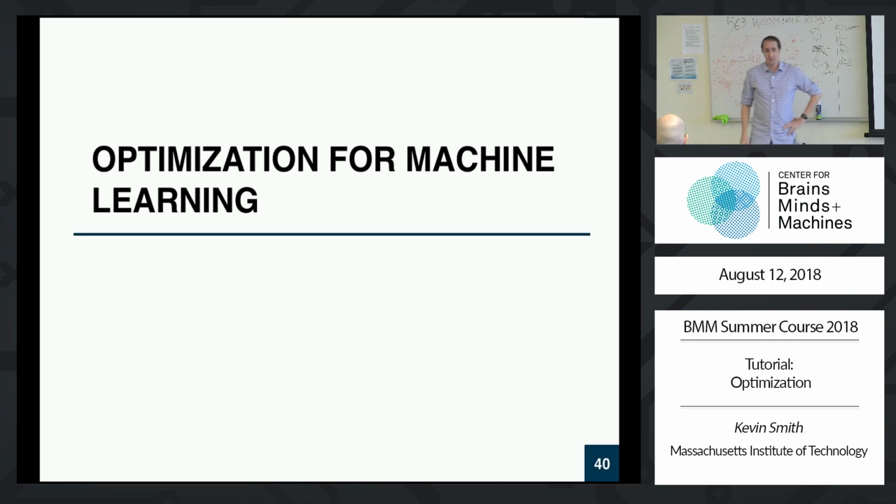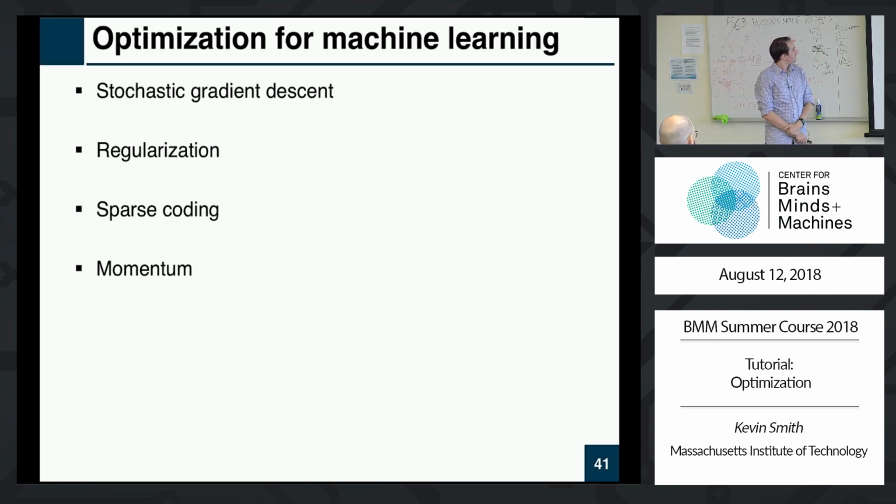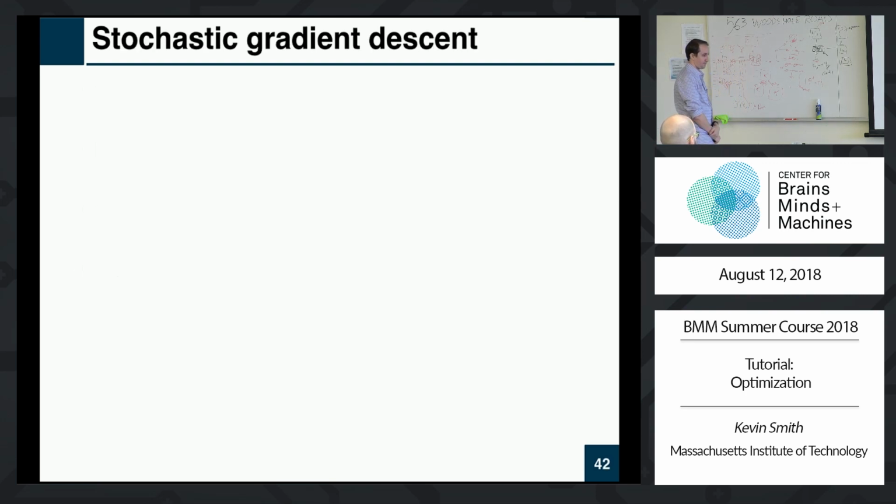Okay, so moving into some of the ways this is actually used for machine learning. There are 4 different things that I'm going to talk about that you will probably hear a lot more about in the rest of this course. First one that we're going to get into is stochastic gradient descent.